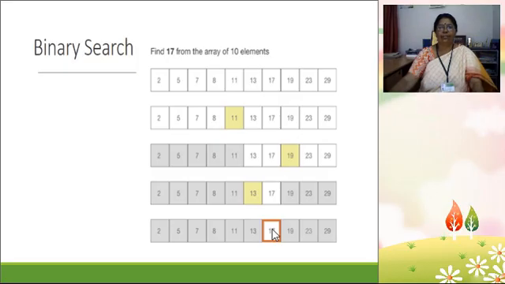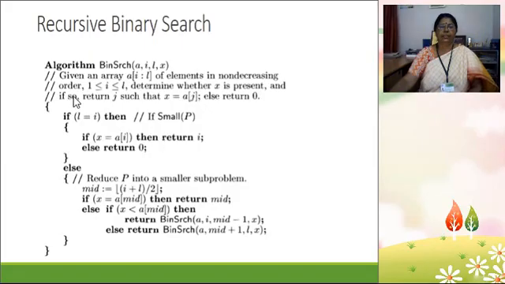So given a set of elements, we compare the search element with the middle element. If the middle element is greater than the search element, then the search area will be the first half. Otherwise, the procedure will be repeated for the second half. Now if you look at the algorithm, it will be recursive in nature.